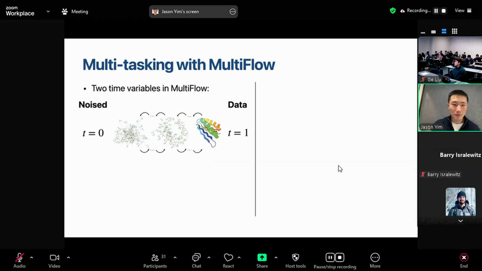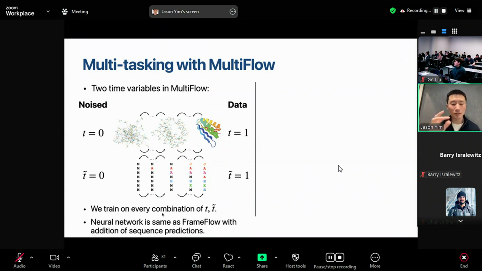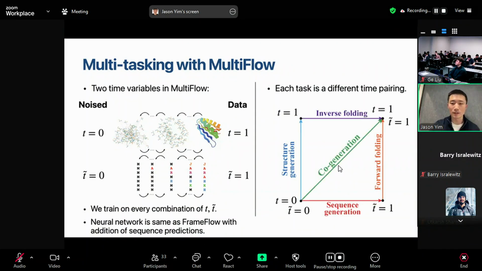So there are two time variables with MultiFlow. One is the time for how fast the structure is being denoised, and then this t tilde, which is the time for how the sequence goes from mask to a real sequence. And in the model, we actually train on every combination of the two, so the model knows how to deal with each situation. The neural network is the same as the one in FrameFlow, but instead we have a sequence prediction at the very end. And so this matrix that I showed previously now corresponds to different time variables, where for different combinations of t, you can simulate different generation tasks in your protein model.